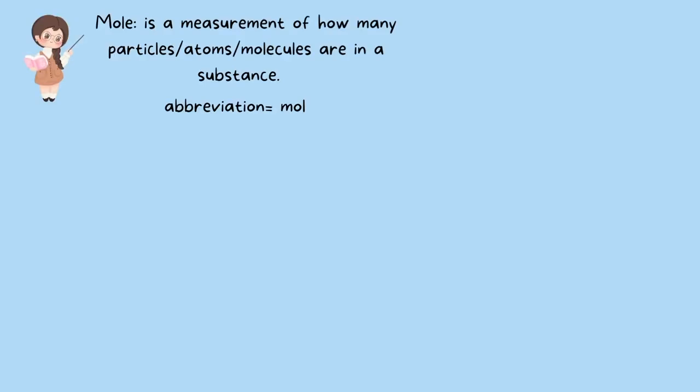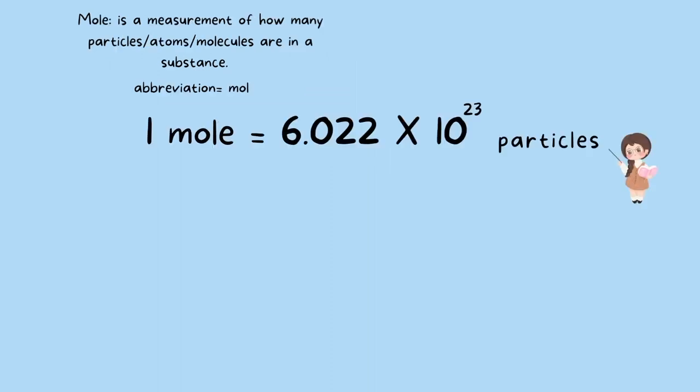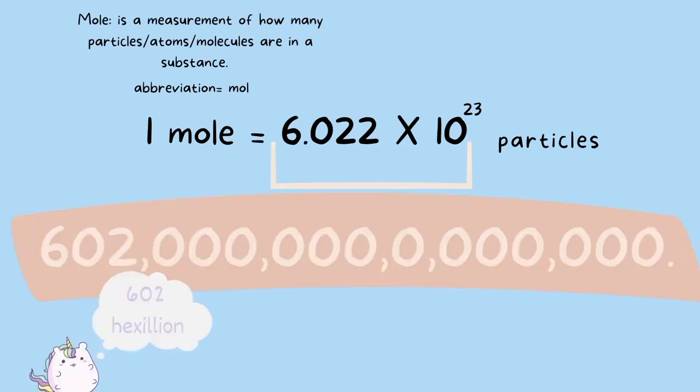By definition, a mole is a measurement of how many particles, atoms, or molecules are in a substance. The abbreviation for mole is mol with a lowercase m. 1 mole is equivalent to exactly 6.022 times 10 to the 23rd particles. This number is, of course, in scientific notation. If we expand it out, the number would be gigantic. It actually would equal 602 hexillion.